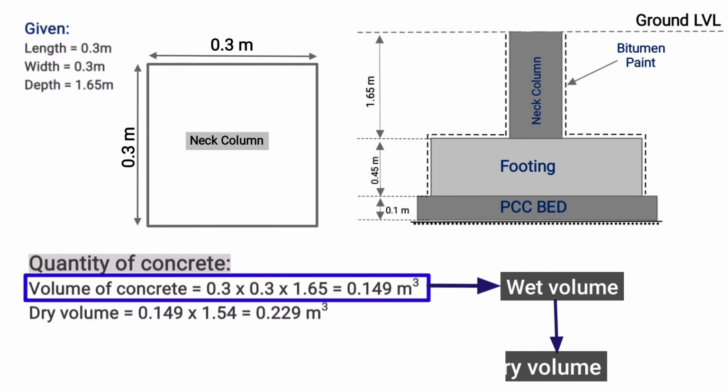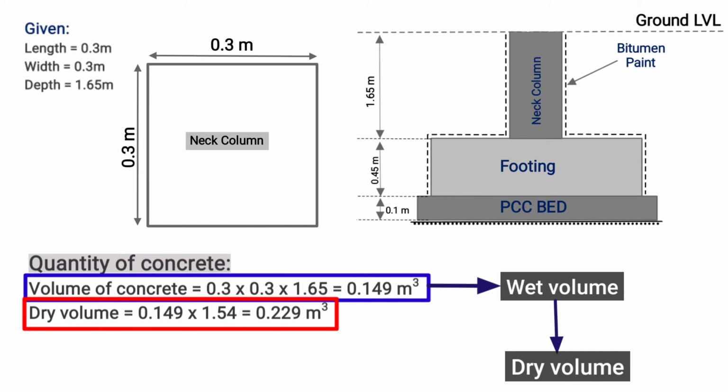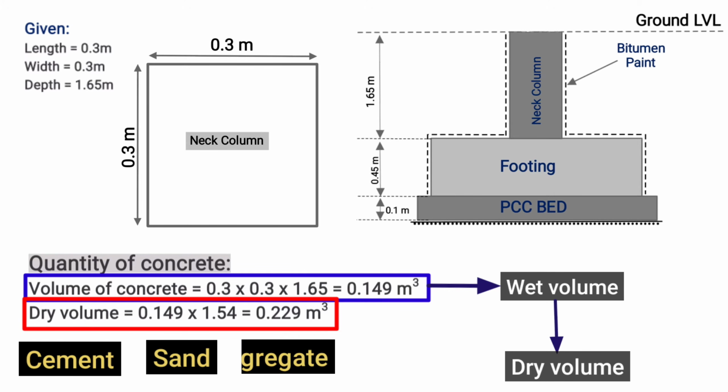So we need to calculate the dry volume to know the exact quantities required. Dry volume will be equal to conversion factor 1.54 into wet volume, that is 0.149 meter cube. So dry volume will be equal to 0.229 meter cube. To calculate the quantity of cement, sand and aggregate, we need to follow the similar procedure as we have been doing in our previous lectures. If any one of you can solve it, let me know in the comment box.